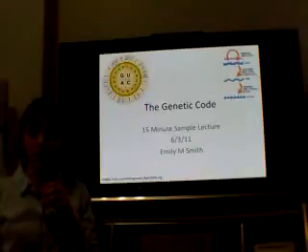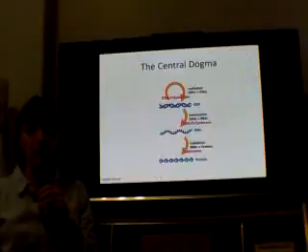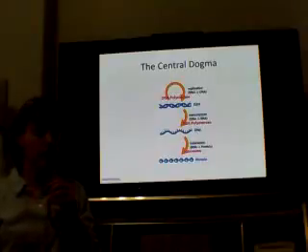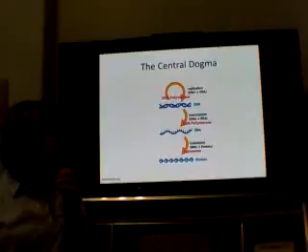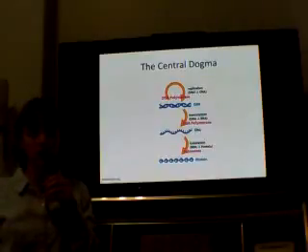Alright, today we're going to be talking about the genetic code, and we've been learning about the central dogma of biology, which is that DNA makes RNA, which makes proteins. We also know that DNA can replicate itself. We've been learning about that process, and we know that the DNA is the template that makes the mRNA. The mRNA is the template that makes the protein.